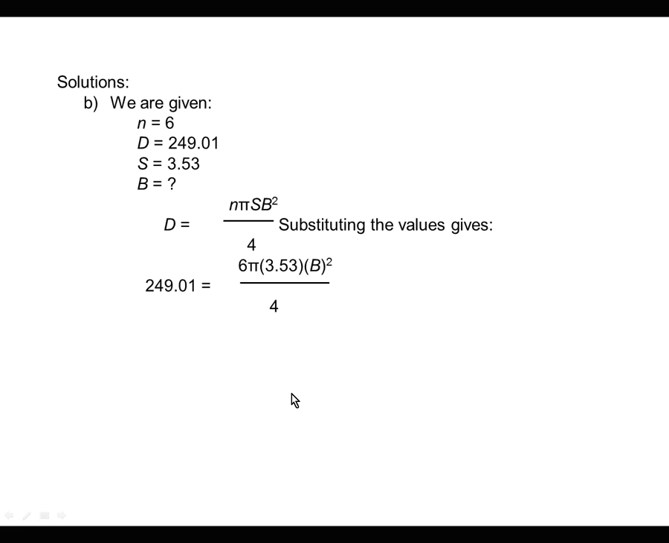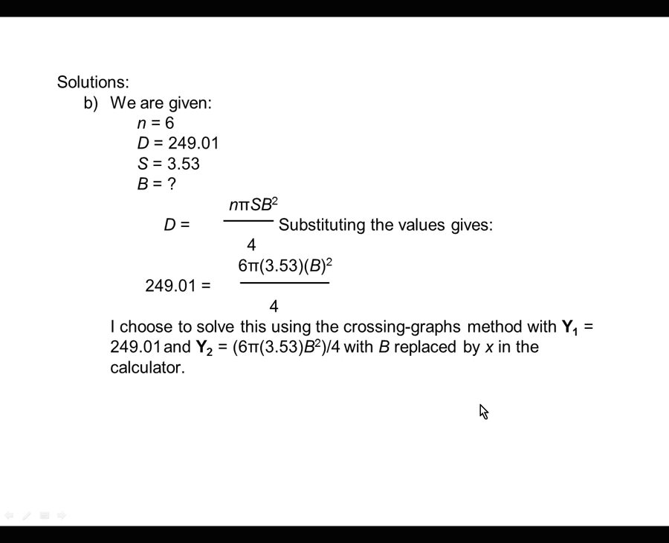Now notice I've got a rather large number here, so I probably do need to change my window settings, right? So I choose to solve this using the crossing graphs method with y1 equal to 249.01 and y2 being that expression. And of course, b is the x in the calculator.